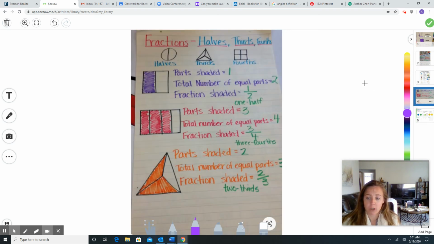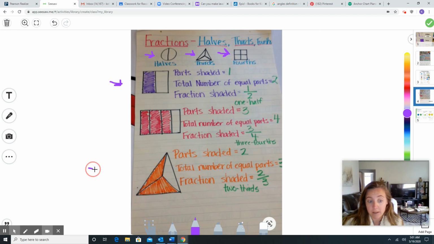Now we talk about some shapes and how we can break them up. The first way that we can break it up is in halves. Halves is when you break a shape into two equal parts. If one part is shaded, then one half of the shape would be shaded. The next one is thirds, when you break a shape up into three equal parts. Next one is fourths, when you break a shape up into four equal parts.